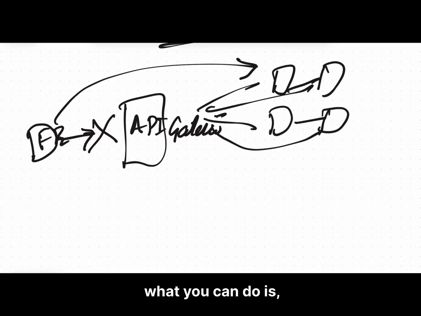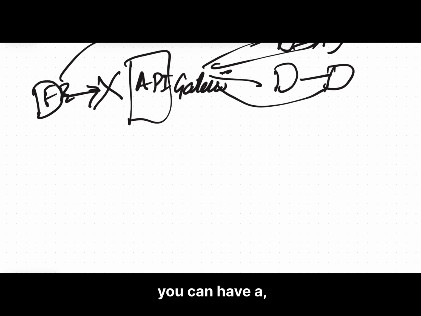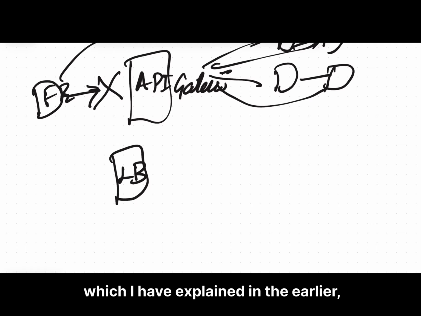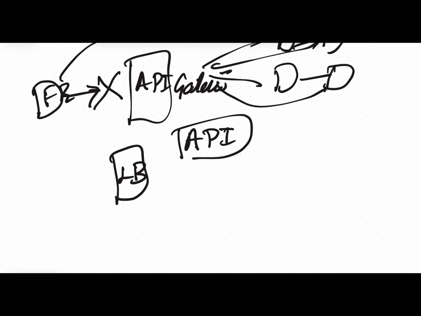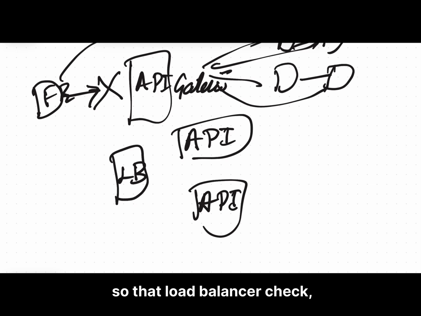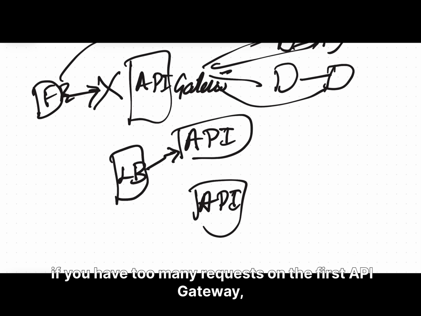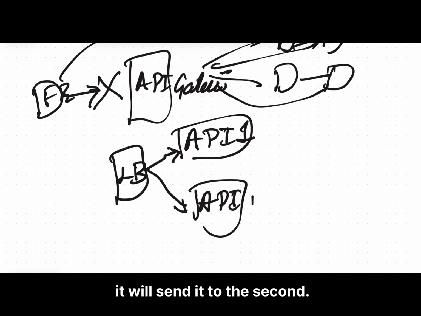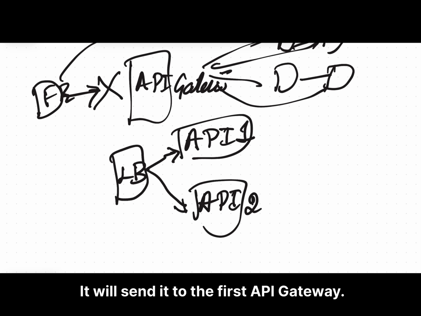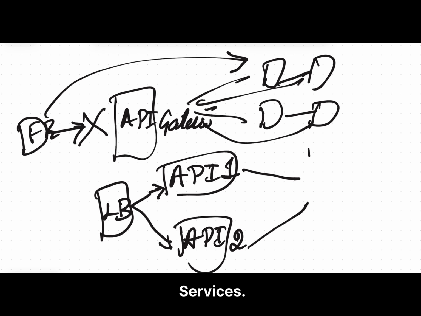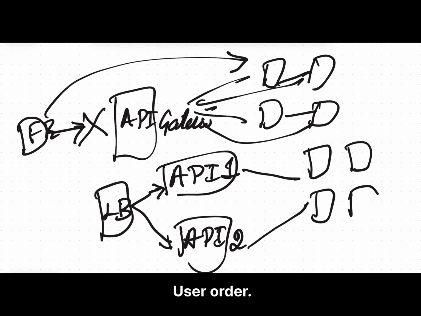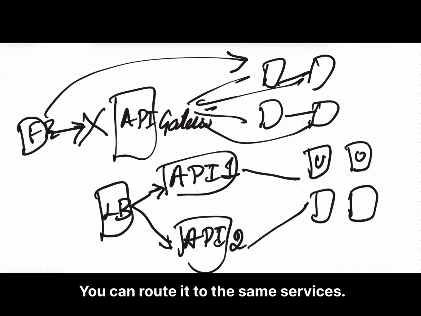So in this case, what you can do is use the load balancer concept, which I have explained in the earlier videos. You can have two API gateways so that the load balancer checks: if you have too many requests on the first API gateway, it will send it to the second. Or if two is very busy, it will send it to the first API gateway. And you can also route it to the same services, user, order.